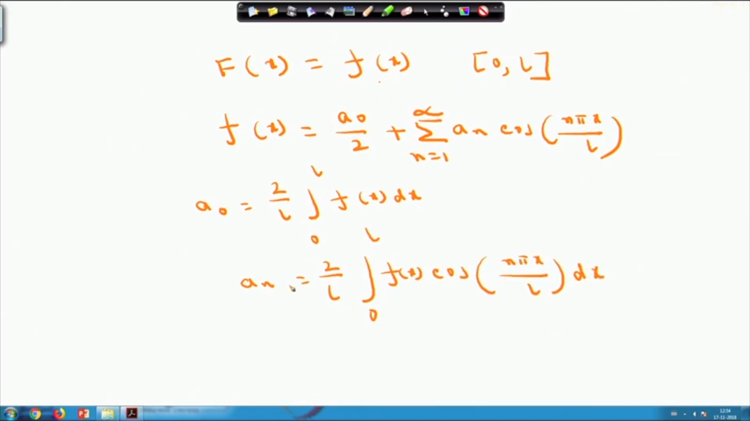So, if the function f x is defined in 0 to L, then the half range cosine series of f x will be equal to a 0 by 2 plus summation n equals 1 to infinity a n cos n pi x by L, where a naught will be 2 by L integral 0 to L f x dx, and a n will be 2 by L integral 0 to L f x cos of n pi x by L into dx.